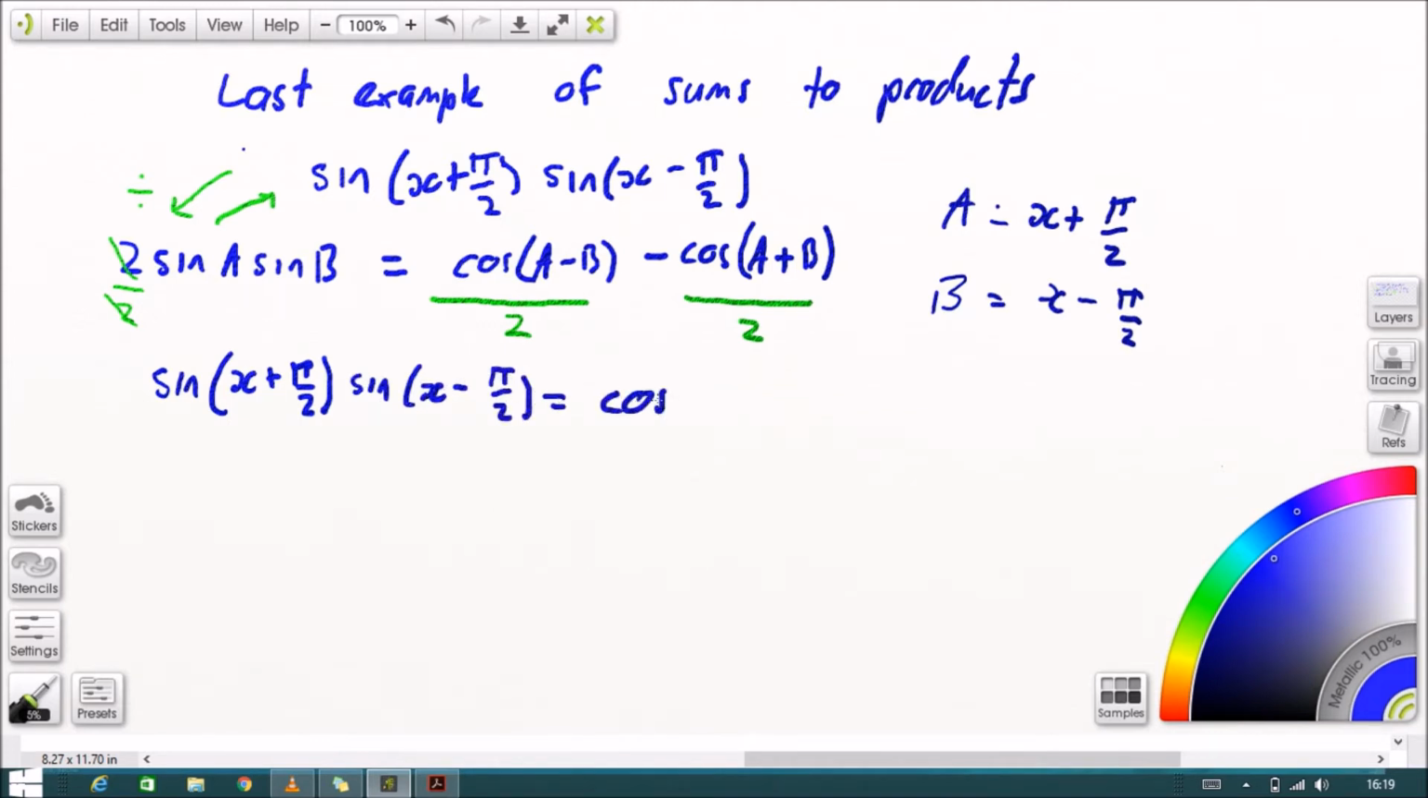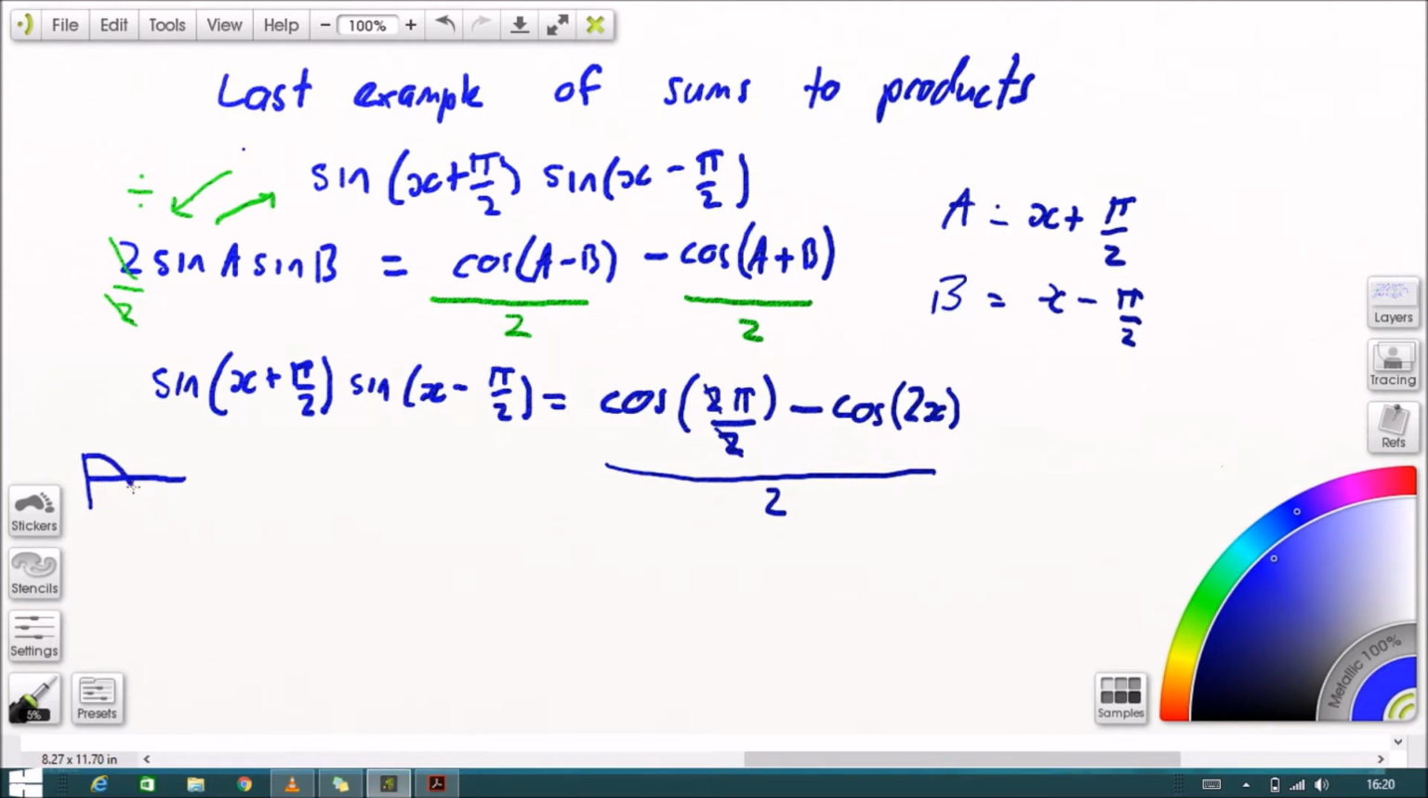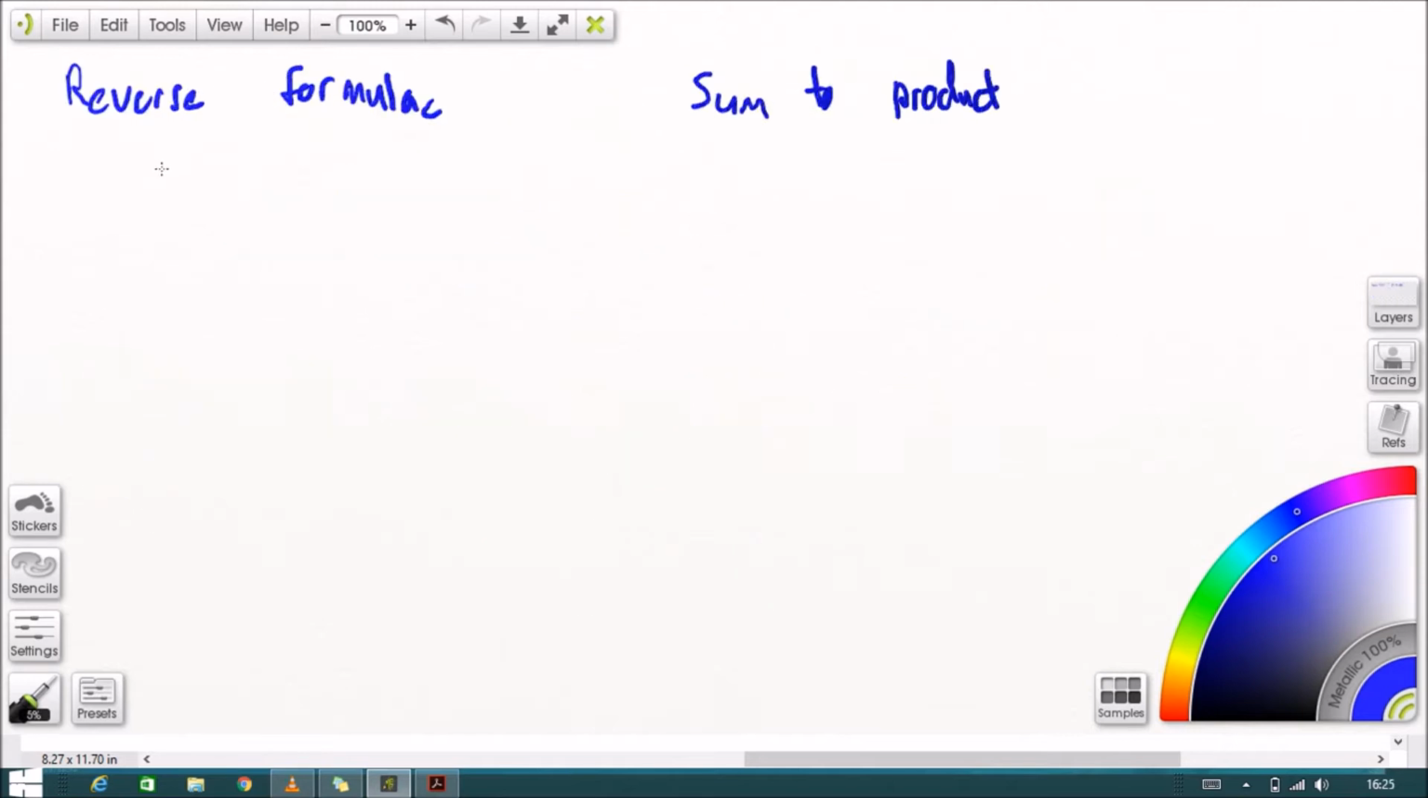and that will leave me with sine A times sine B equals cosine of A minus B, which is 2 lots of pi over 2 minus 2x, and I mustn't forget to divide both sides by 2, so that's the divide by 2 for the right hand side since the 2's gone on the left. And if we remember what the cosine graph looks like, at cosine of pi the value of the graph is -1, so I can substitute out cosine of pi for -1 over 2 minus negative cosine of 2x over 2 as well.